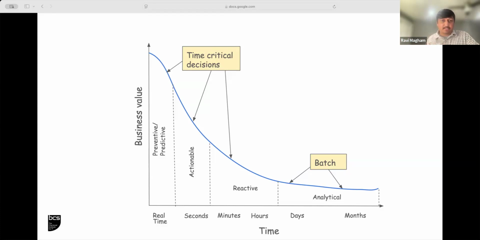If I had to take an example, for anomaly detection in fraud, you would want to do it within a millisecond or a second since an event has happened, versus days or hours after.